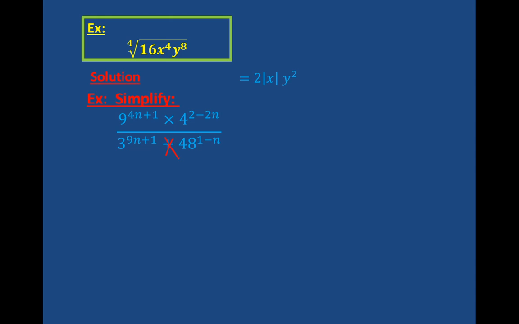I write 9 as 3 power 2. Here 9 can be written as 3 power 2 all power 4n plus 1, multiplied by 4 can be written as 2 power 2 all raised to 2 minus 2n, over 3 power 9n plus 1, multiplied by 48. Here 48 can be written as 16 times 3, and 16 can be written as 2 power 4, so 2 power 4 all power 1 minus n times 3 power 1 minus n.